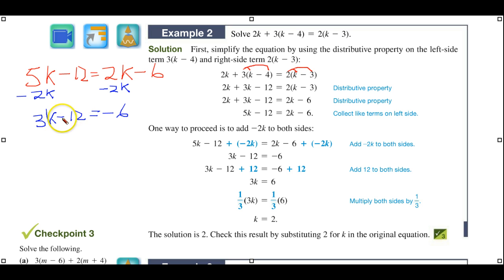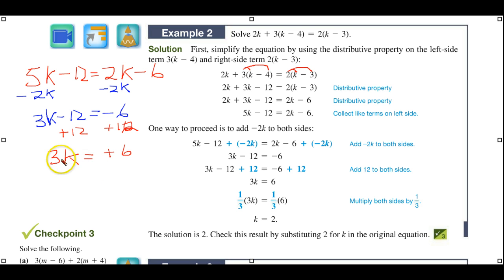Now to get rid of the negative 12, we're going to add 12 to this side and 12 to this side. So this then gives us 3k equals, that's a 12 here, a positive 6, and I don't need to write the positive sign.